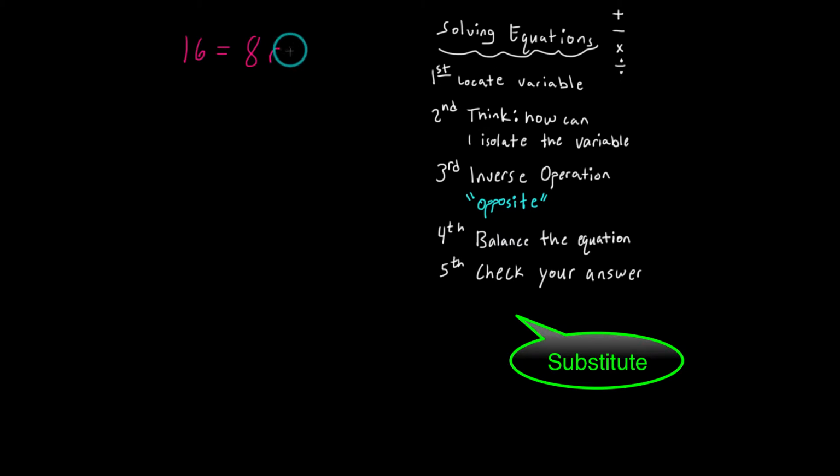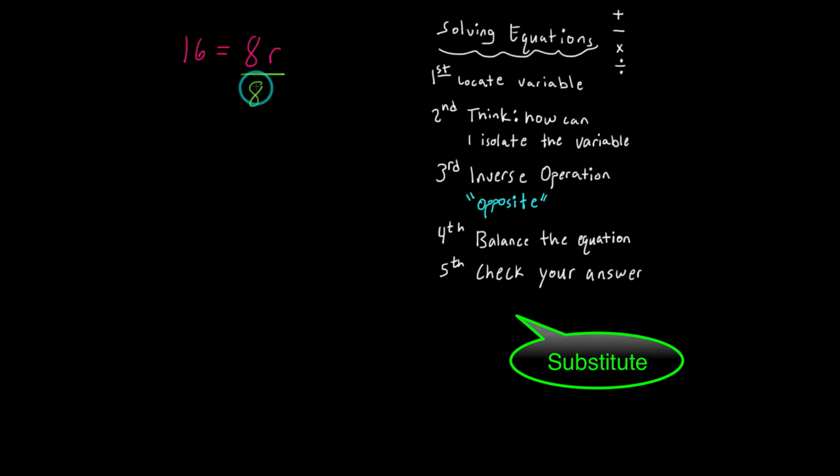The first step is to locate the variable. R is right here. The second step is to think, how can I isolate r? Well, I need to get this 8 on the other side of the equation. Step 3 is to do the inverse operation. Since I'm multiplying 8 and r together, I want to divide. So let's divide by 8 on this side of the equation.